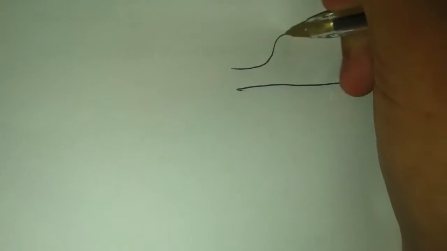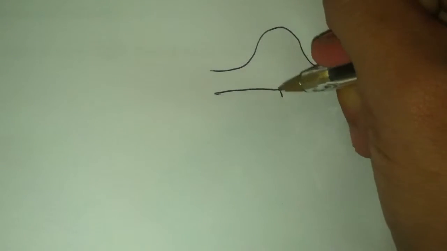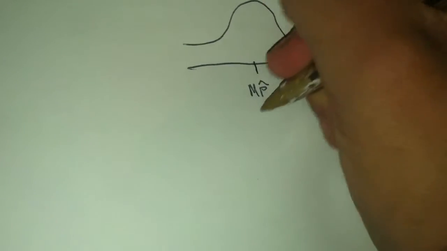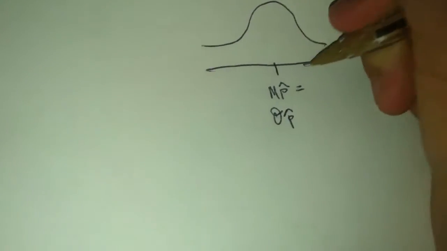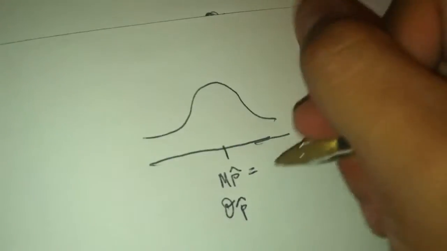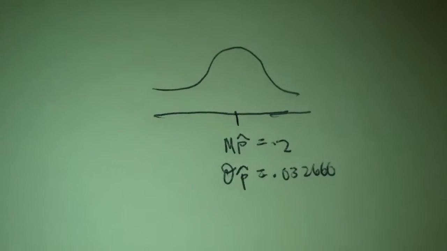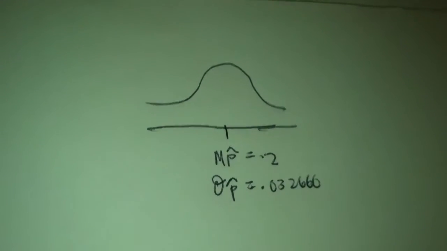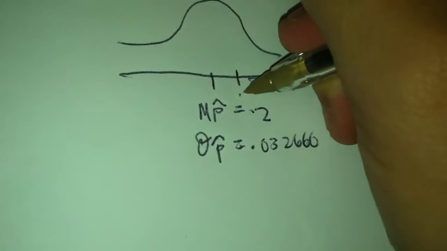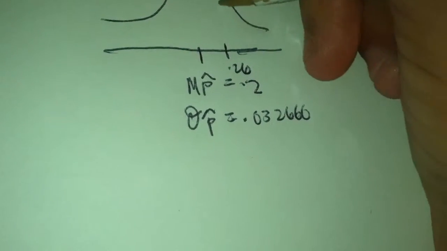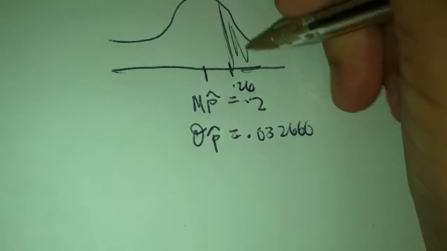Alright, since we know that it's a normal probability, we're going to construct a graph and label the mean and the standard deviation of p hat. So we are trying to solve for 0.26, which must be somewhere around here, and it wants the area to the right of 0.26, which is this portion.